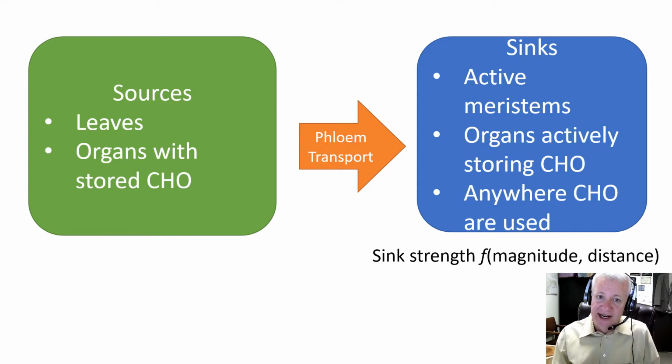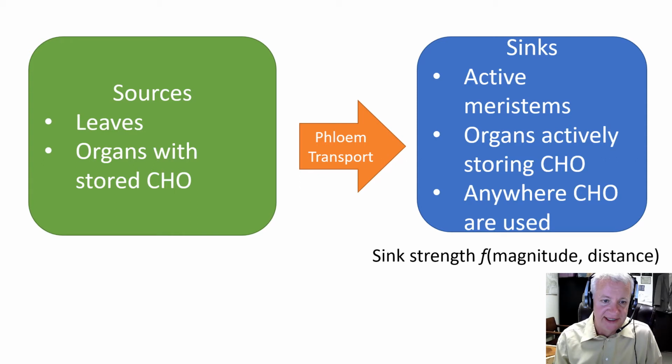Sinks are just locations or tissues where carbohydrates are used. So in reality, any living cell is a sink for carbohydrate because they use carbohydrate just for maintenance. In reality, the strongest sinks are rapidly growing meristems, places where growth is occurring rapidly. So the vascular cambium or the apical meristem is a strong sink for carbohydrates. But also phenologically at certain times of the year, ray cells in bark, stem, or roots may become strong sinks for carbohydrates because carbohydrates are being stored there. So that could also be a sink.